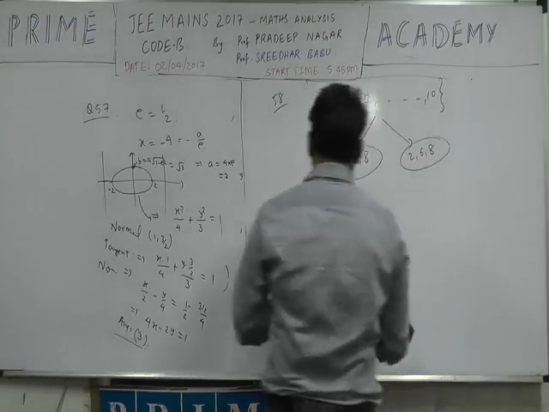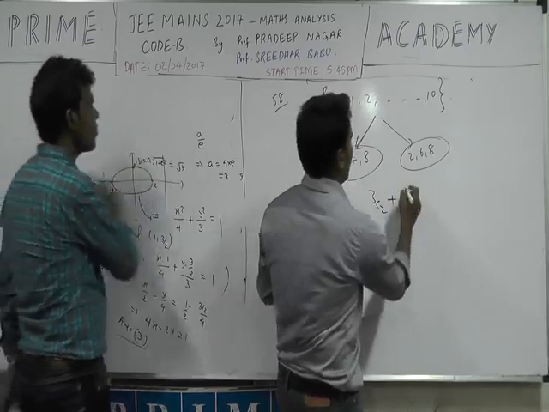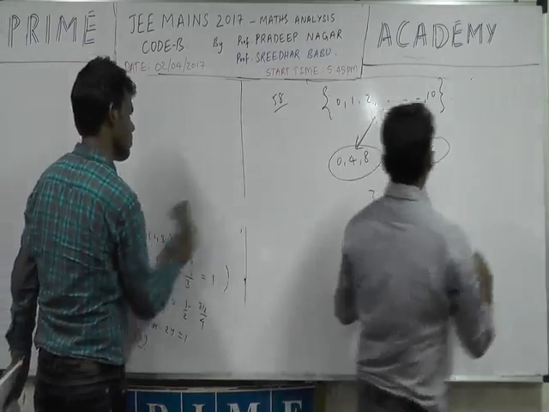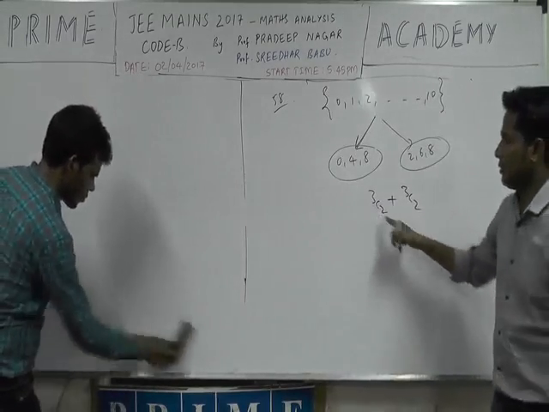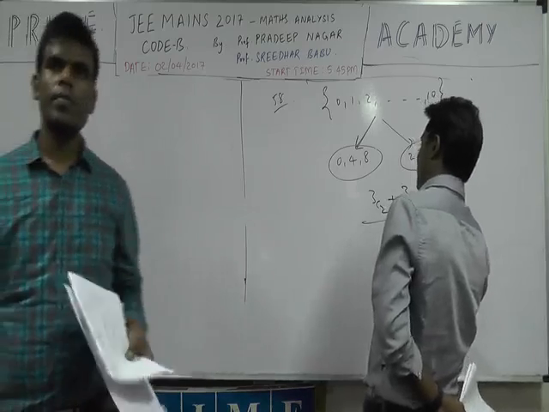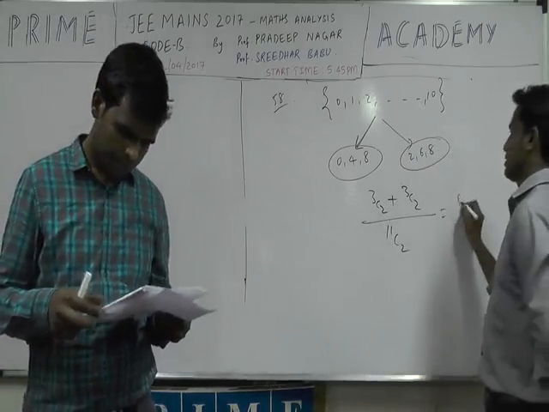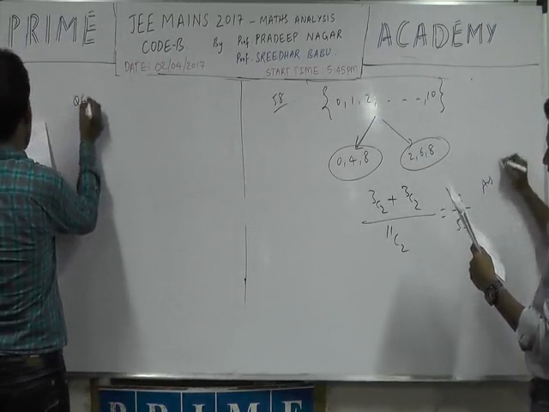Because we want to select any two numbers, any two from this group or any two from this group can be selected. So the total favorable ways are 3C2 plus 3C2, and the total number of possible ways is 11C2. Hence the answer is 6/55, which is option number 2.